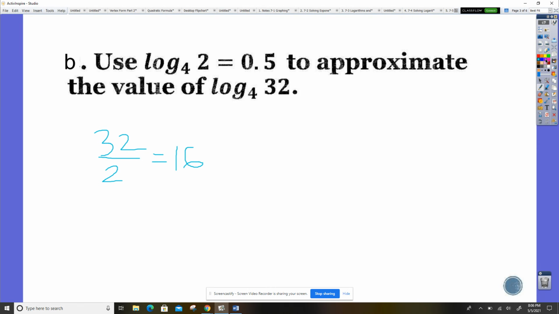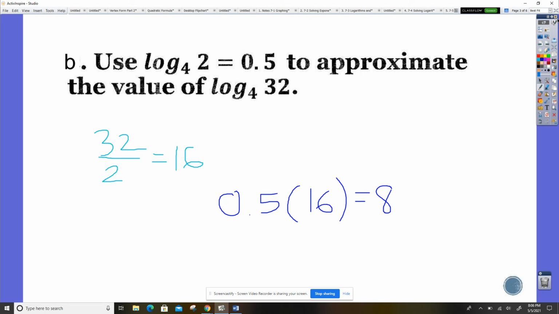So all I have to do now is take that 0.5 that we had originally and multiply it by 16. Well, 0.5 times 16 is just equal to 8. So log base 4 of 32 is equal to 8. Okay, so first part of part 2 is approximating logs based on given logs that we already know.